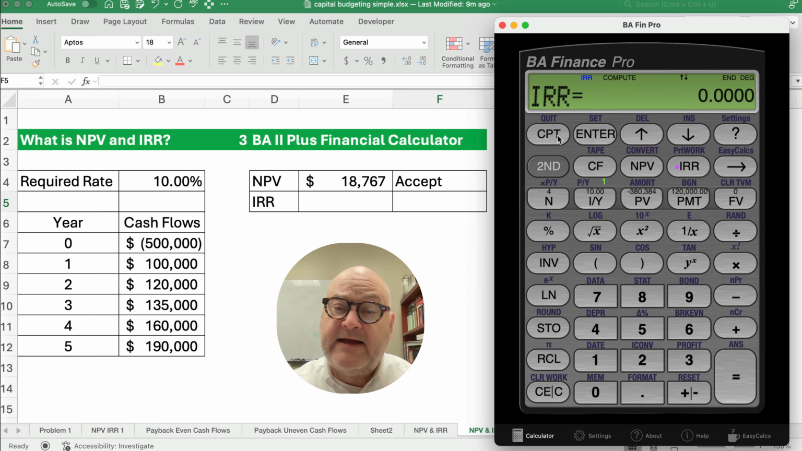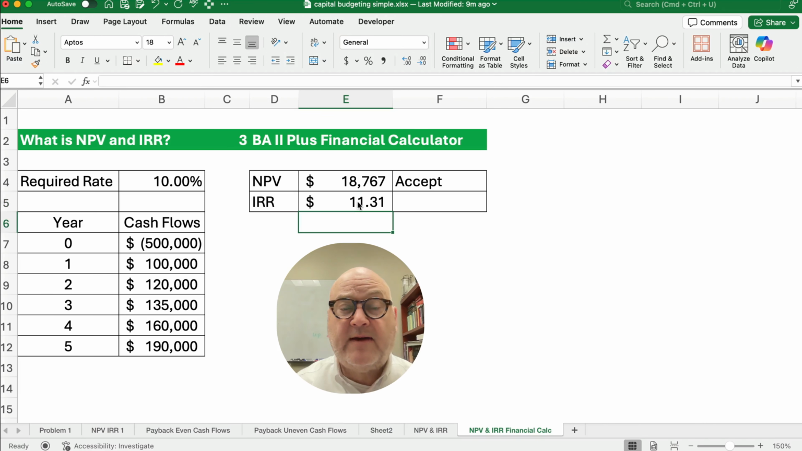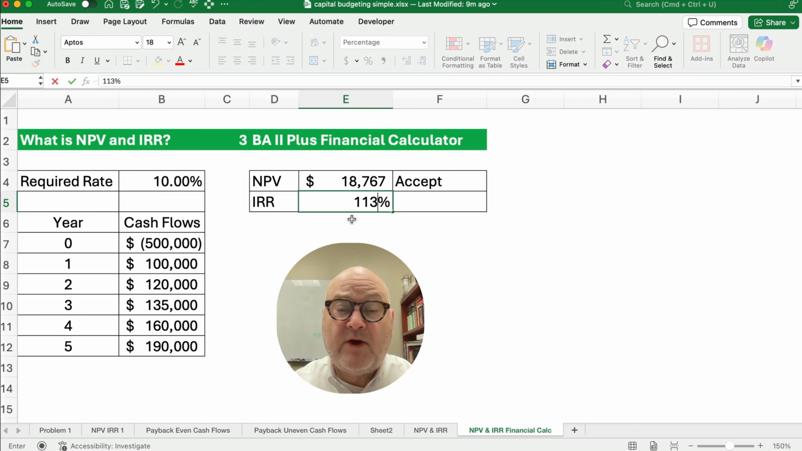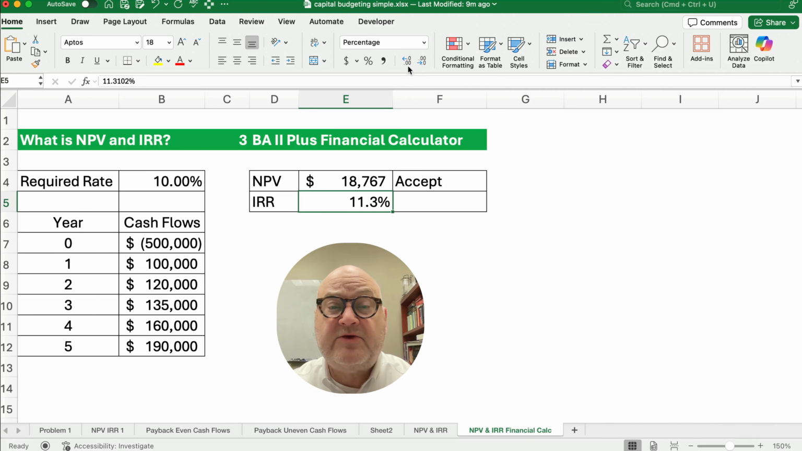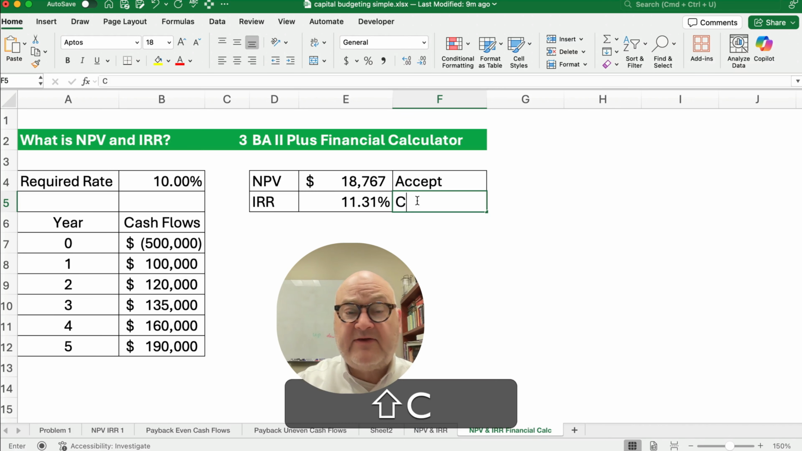So we have IRR and hit compute, and it's going to be 11.3102. I'm going to show two decimals, so we know it's 11.31. Should we accept? You need at least a 10% return. You're getting 11.31, so yes, we would accept.